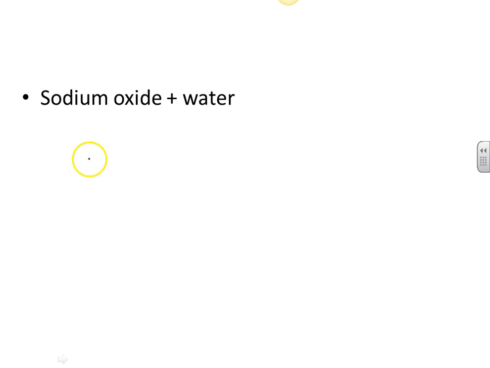And sodium oxide plus water, Na2O plus H2O, is going to yield a metal hydroxide. Sodium's the metal hydroxide. And we do need a 2 here to get 2 sodium, 2 hydrogen, 2 oxygen, 2 sodium, 2 hydrogen, 2 oxygen.